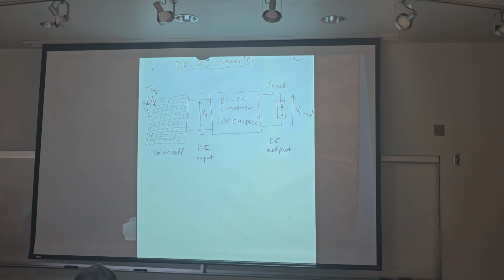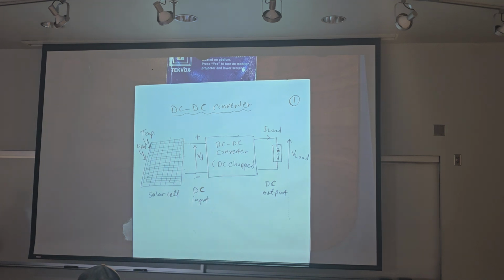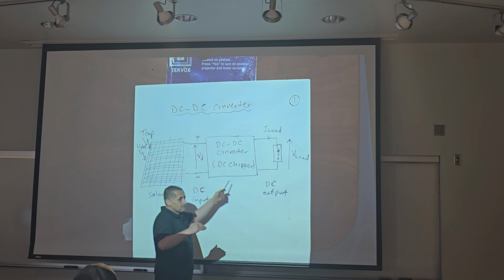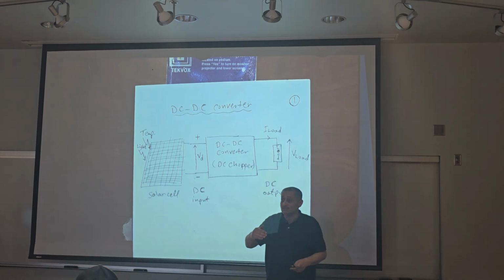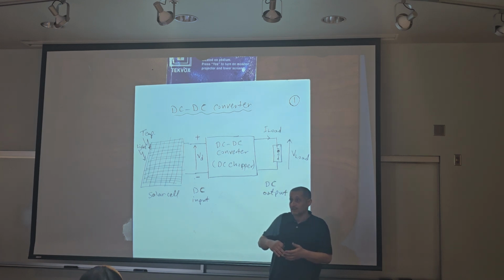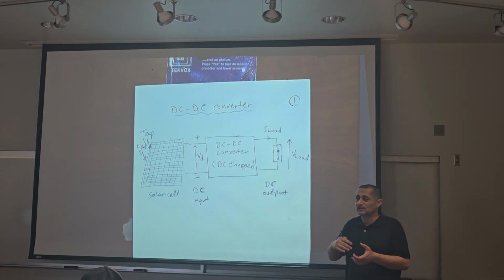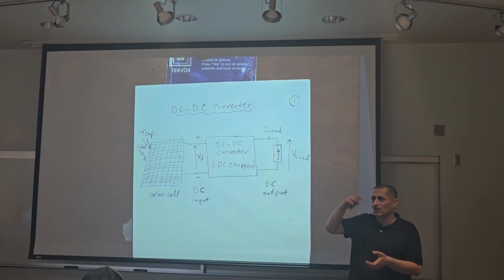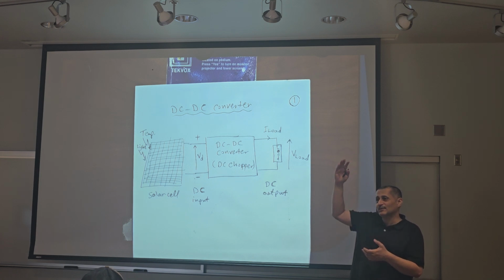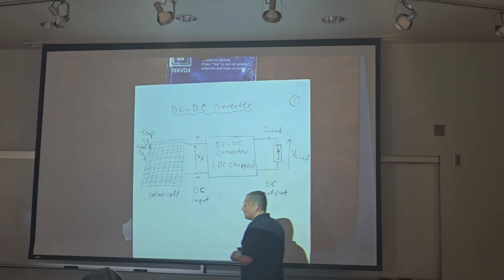Also, if we use a step down DC converter, step down voltage means step up current. We lower the voltage means we raise the current, or if we raise the voltage, we lower the current. Right. We will check it now.